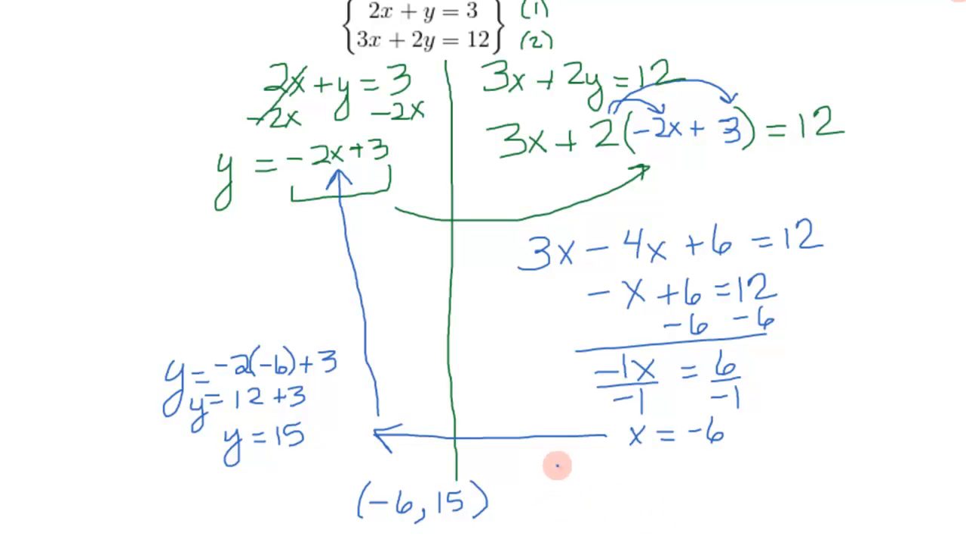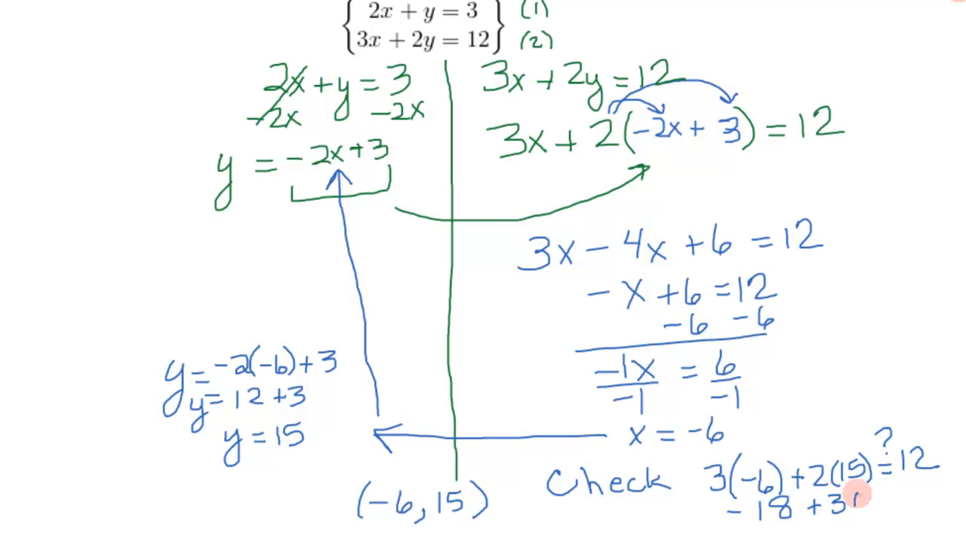Now, how do I check this? To check, I take the ordered pair you just found and put it in the equation on the right, because you used the equation on the left to get the 15. So check it in the equation on the right. So 3 times negative 6, plus 2 times 15, we want to see if that's going to give us 12. That's what we're checking. So do some multiplication here: negative 18 plus 30. Guess what? That's 12. So that's your check.